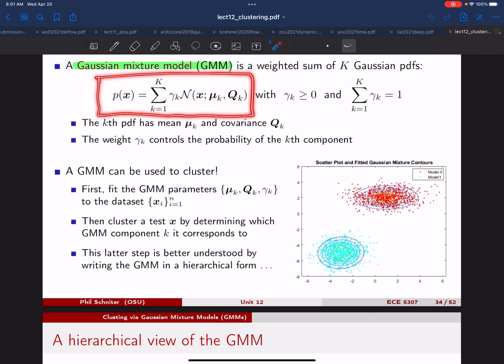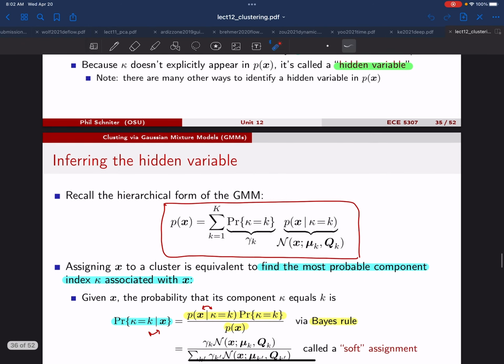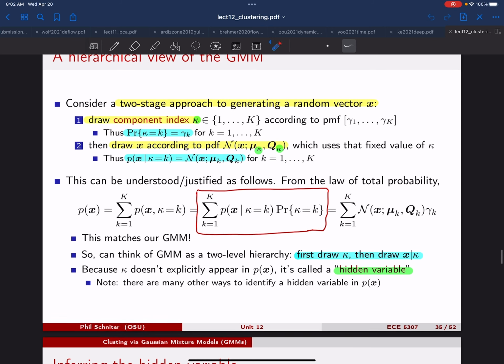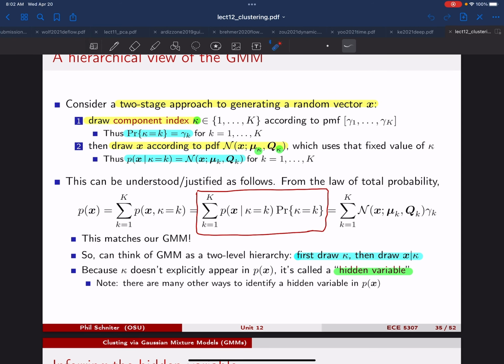Overall, the model looks like this. We say that X is coming from this distribution. That's a sum of scaled Gaussians, each with a mean mu k, covariance Q k, with these weights that are non-negative and that they sum to 1.